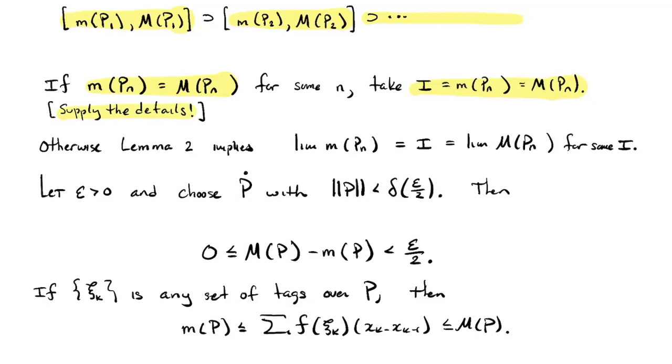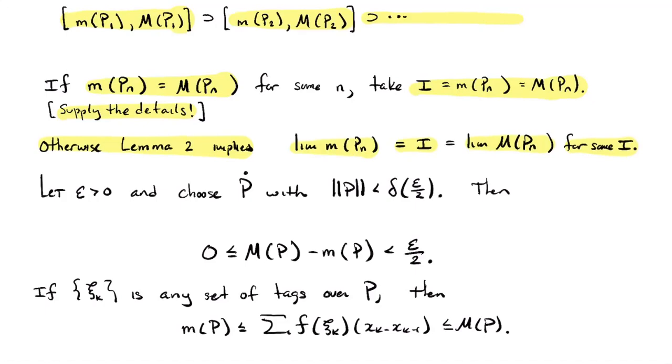Okay. If it's not the case that any of those intervals are going to 0, then we apply Cantor's intersection property. Cantor's intersection property says that the left endpoints, the lower sums, and the right endpoints, the upper sums, are approaching the same number. Let's call that number I. Okay, so now I'm going to prove that that I satisfies the condition of the theorem.